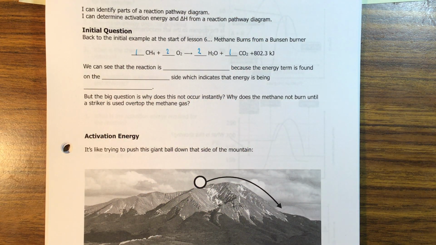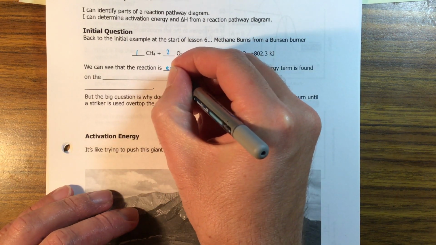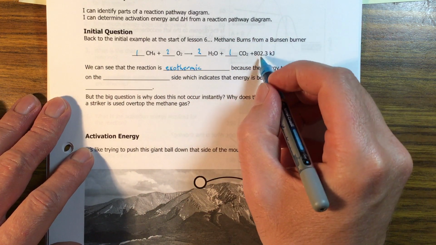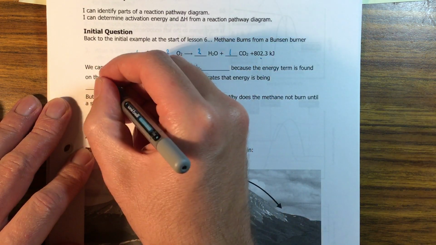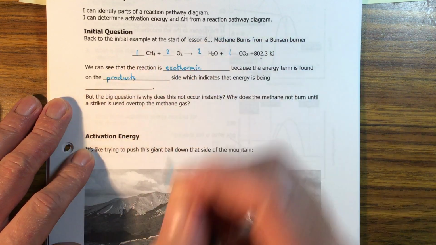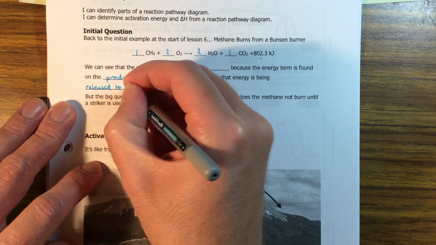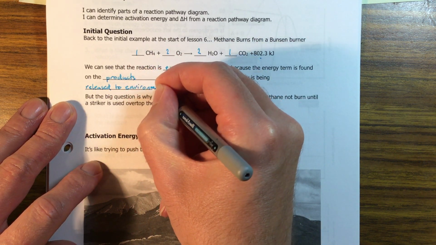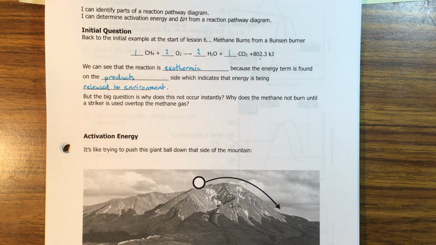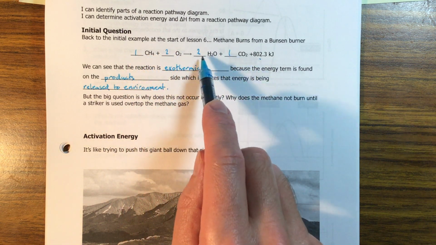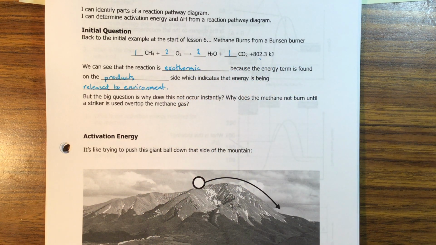All right. So we can see that the reaction is an exothermic reaction, because the energy term is found on that side, the product side, which indicates that energy is being released into the environment. That 802.3 kilojoules is being released into the environment. We burn 1 mole of CH4 and 2 moles of oxygen. We're going to get 2 moles of H2O, 1 mole of CO2, and we're going to get this 802.3 kilojoules of energy, which we can use to heat water, burn your hand, start other fires.